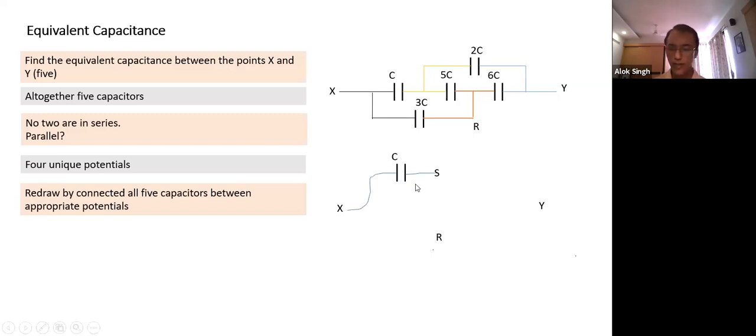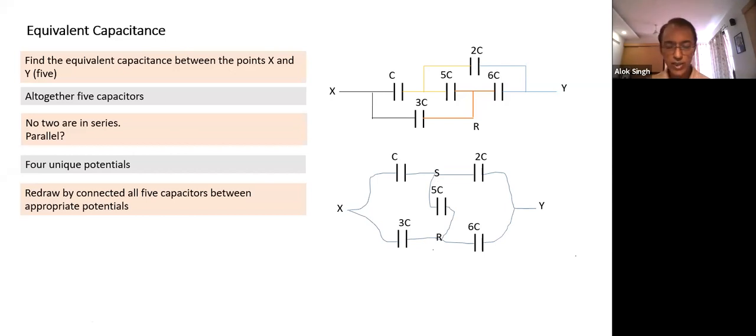Now let's go for the next one. 3C is connected between X and the R potential point. 3C is connected like this. How is 2C connected? Between S and Y. And next, how is 6C connected? Between R and Y. Last one left is 5C. Which two points is the 5C connected to? S and R, between these two points. Let me connect between S and R.